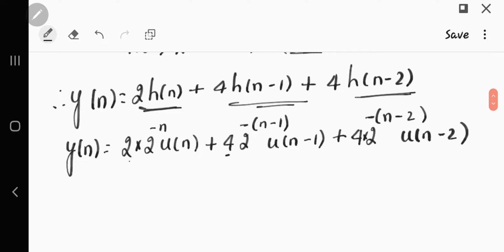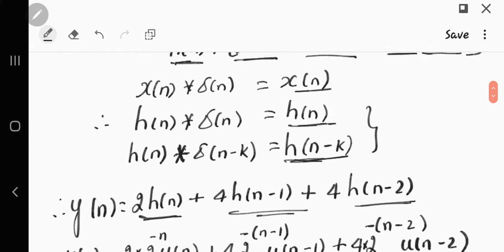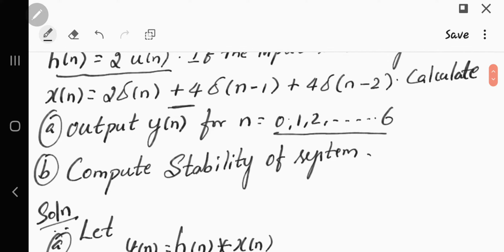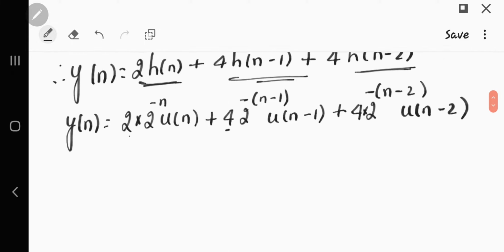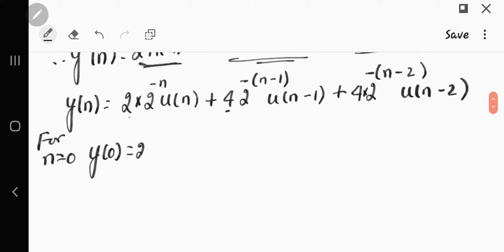Now we have to find the values of y of n for n varying from 0, 1, 2 up to 6. I will take some examples and apply some values for n. I am not going to solve all of them; I will show you two to three values of how to apply this, and in the same way you can apply the remaining values and simplify to get the output values of y of n. First, for n equal to 0, y of 0 is equal to 2 into 2 to the power of 0 into u of 0.